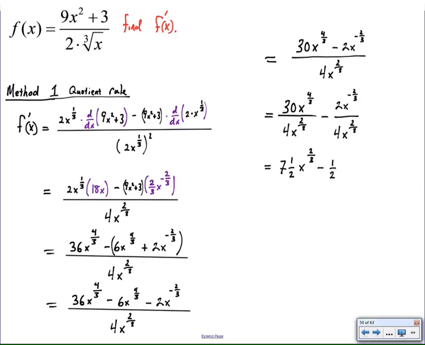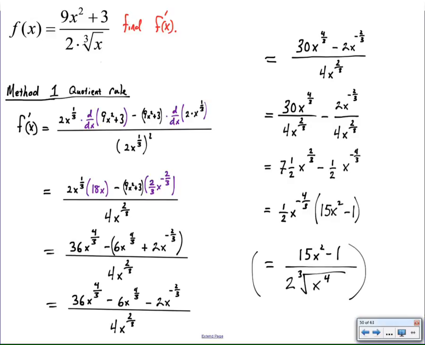In so doing, notice here I have 30 over 4, which is 7.5, x to the 4/3 over x to the 2/3. Subtract the exponents to get x to the positive 2/3. And here we subtract the exponents to get negative x to the negative 4/3. Now everything I do after that is all cosmetics.